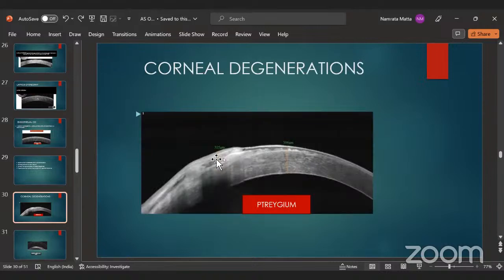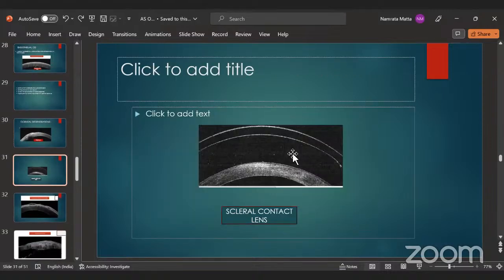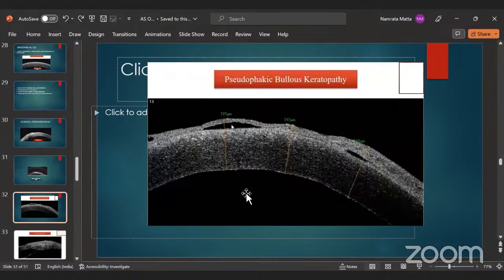This is how a pterygium will look on anterior segment OCT. We can see the depth of the pterygium and we can also see the depth of the cornea. This is how a contact lens will look. So this is how pseudophakic bullous keratopathy can be seen. There is an increase in the thickness of the cornea, and a few bullae can be seen.